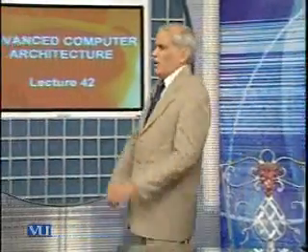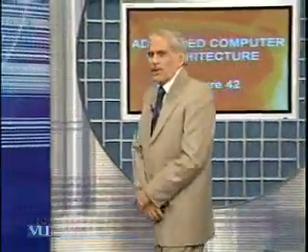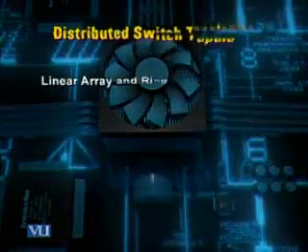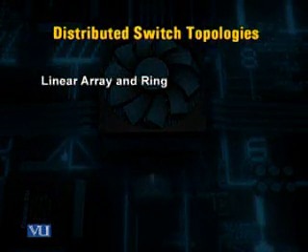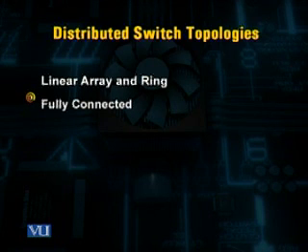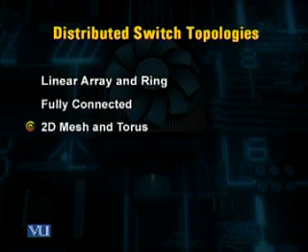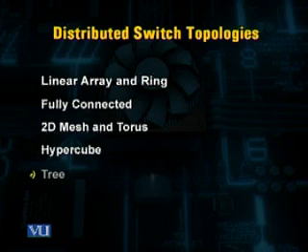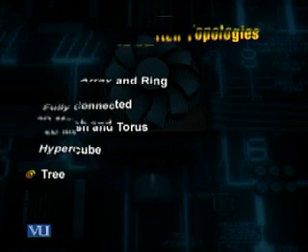Now, with this much discussion, let us have a look into different types of distributed switch topology. The most popular types of topologies are the linear array or ring topology, the fully connected topology, the two-dimensional mesh or torus, hypercube, and trees. Let us have a look into these architectures and see their performance.